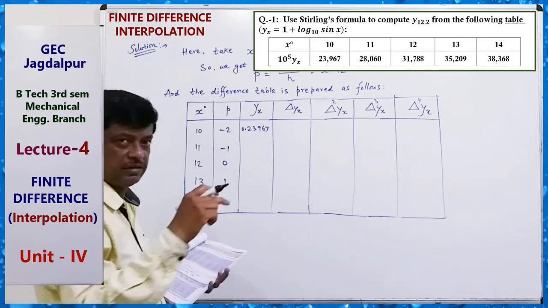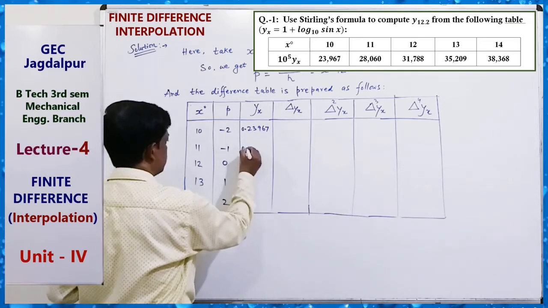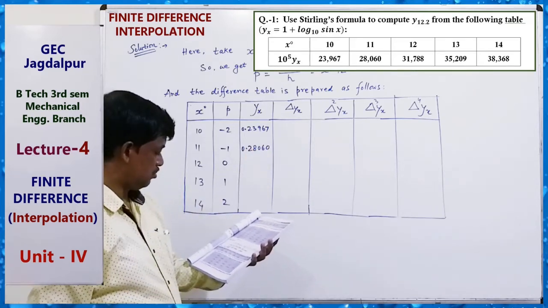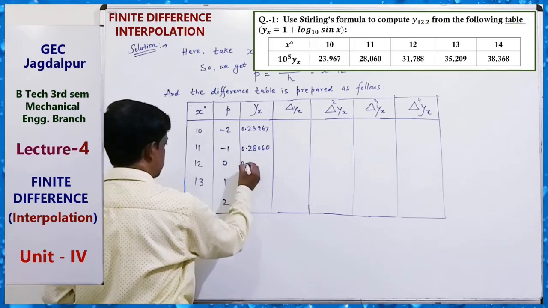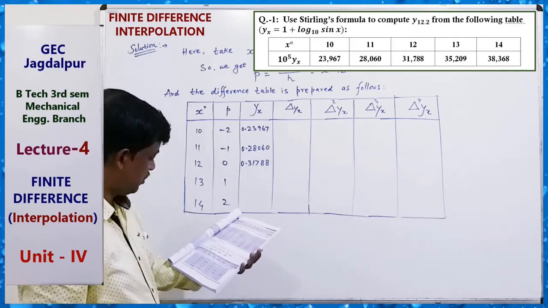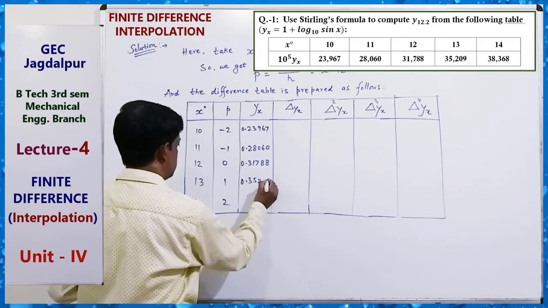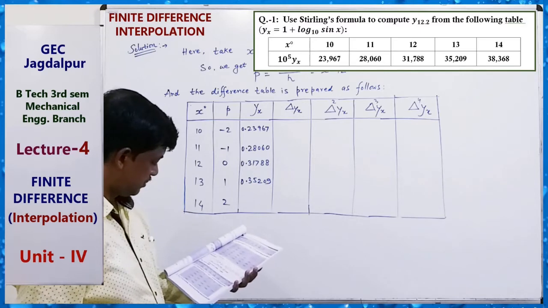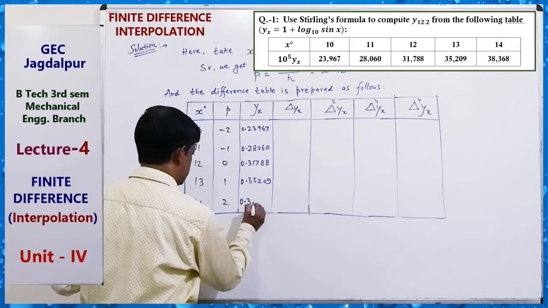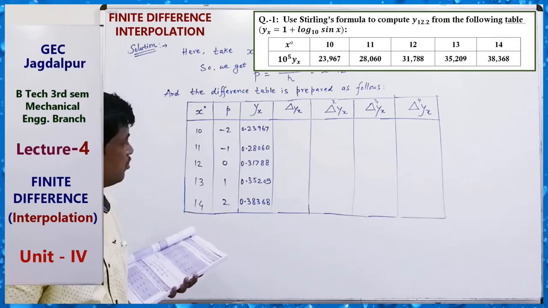23967 by dividing, point. So 28060, and at the origin point 31788, and at the 1 point 35209, and 38368. Just divide by 10 to the power 5 and we can get it like this.